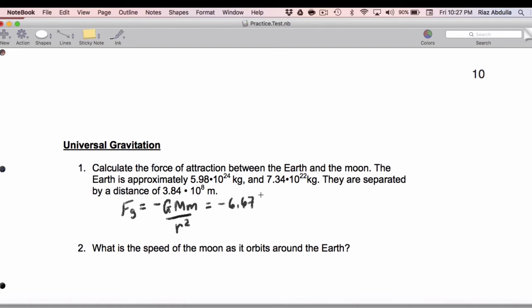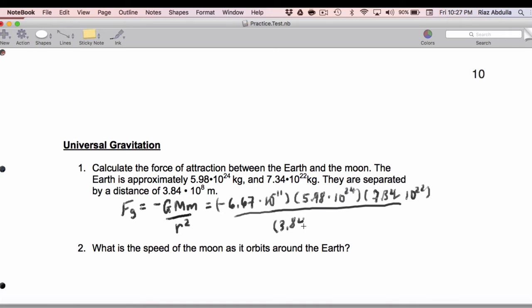6.67 times 10 to the negative 11th times 5.98 times 10 to the 24th times 7.34 times 10 to the 22nd. And we're going to divide that by the distance squared, which is 3.84 times 10 to the 8th quantity squared.